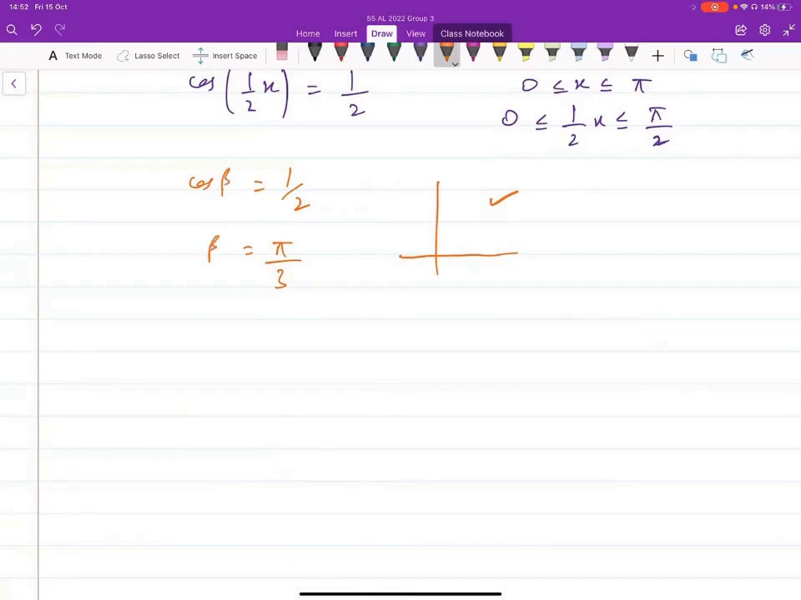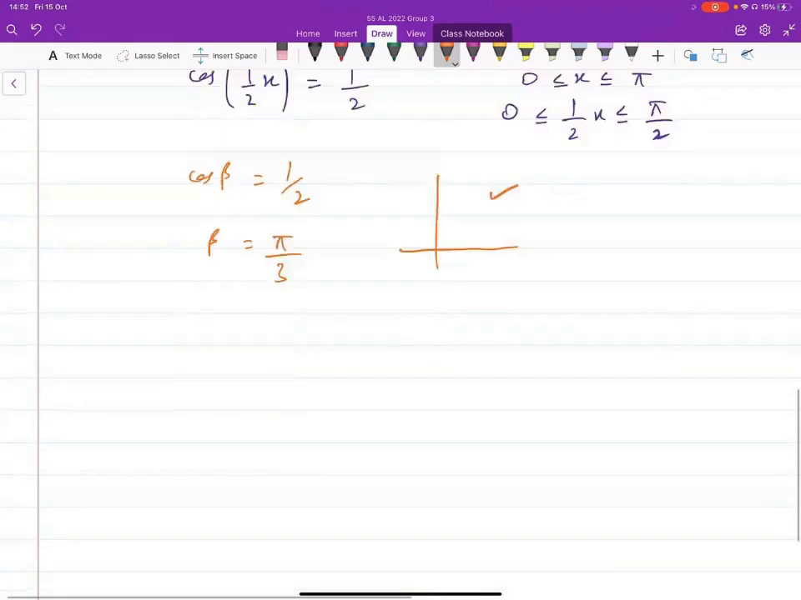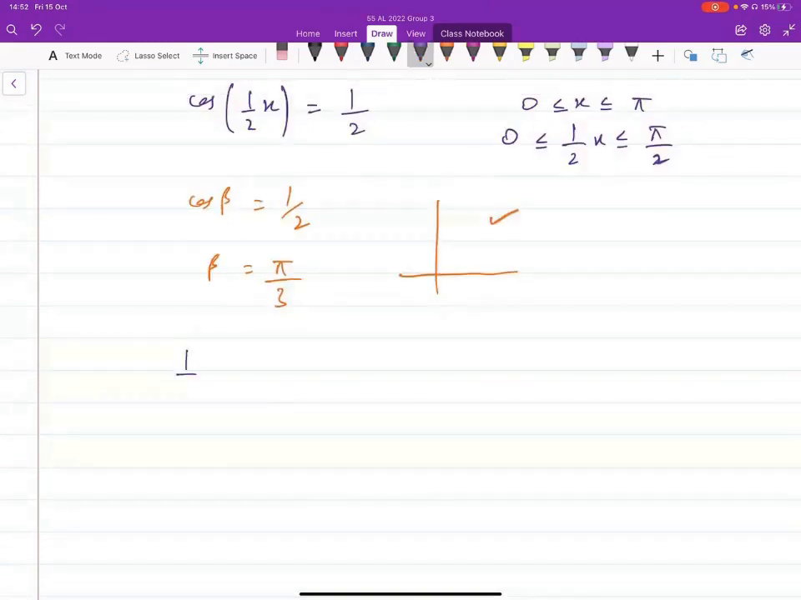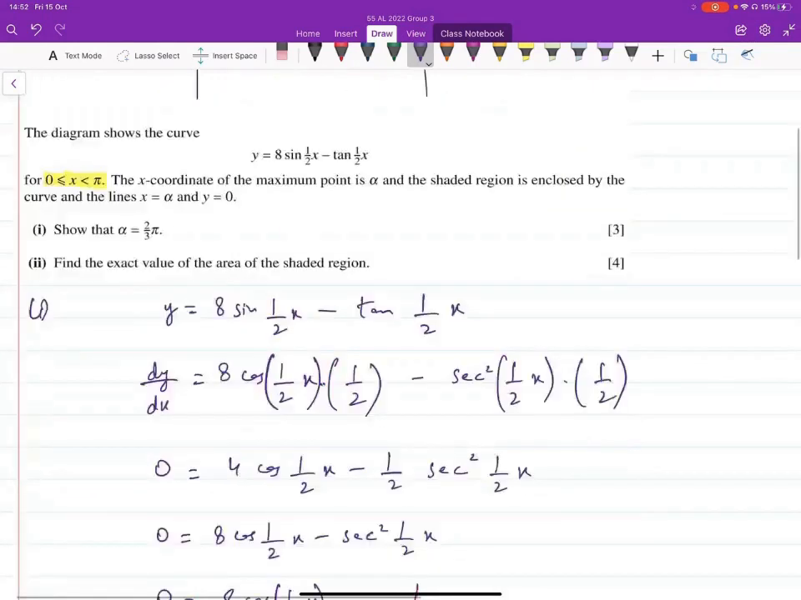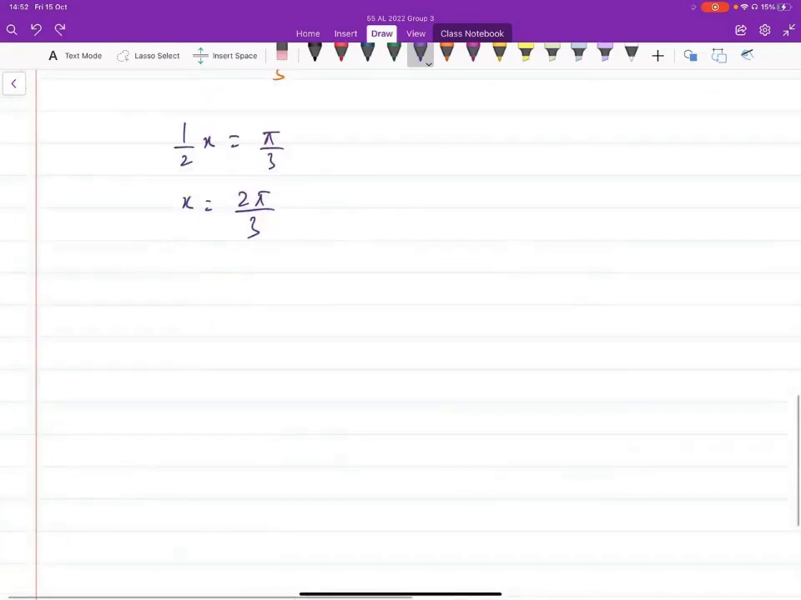So our basic angle is pi over 3, but now our angle was actually not x, it was half x. It was half x. तो हमें क्या करना पड़ेगा? We'll have to say this is half x equals pi over 3, and x becomes 2 pi over 3, and that's actually a value of alpha. जो ऊपर हमने ये अल्फा उसने कहा हुआ था, this value is 2 pi over 3.